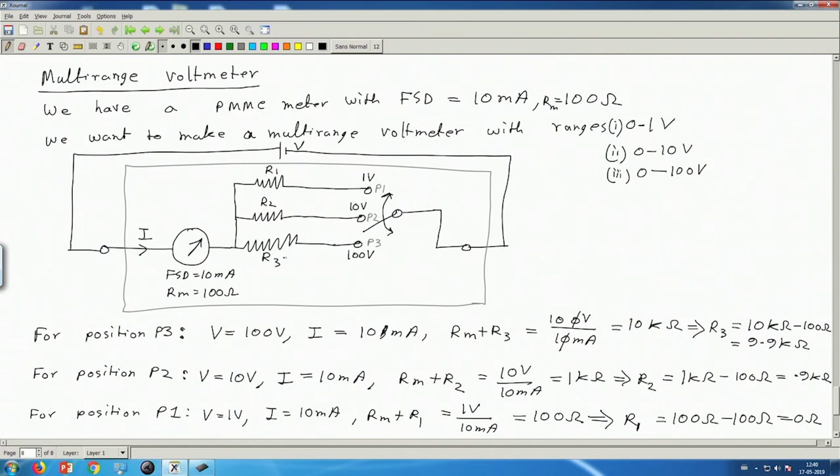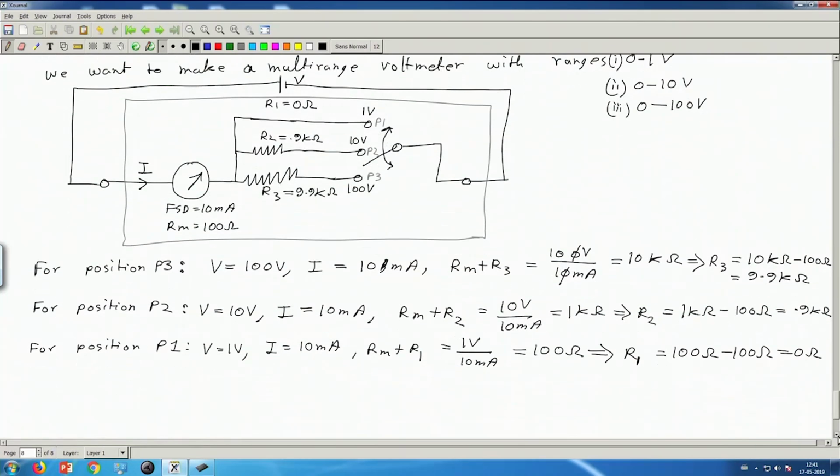So let us put the values. R3 should be 9.9 kilo ohm, R2 is 0.9 kilo ohm, R1 is equal to 0 ohm. 0 ohm means we actually need a short circuit like this. So no extra resistance is required, the meter resistance itself is enough. Okay, so this is how we can change the range of a voltmeter, and we can also make multi-range voltmeters.